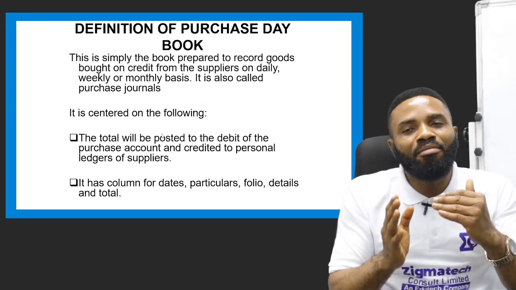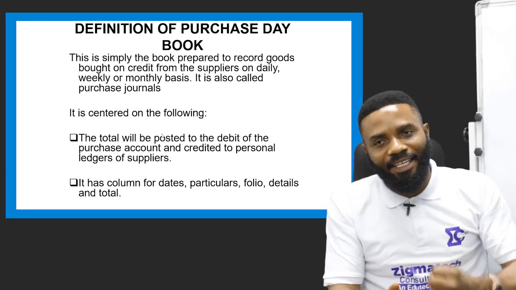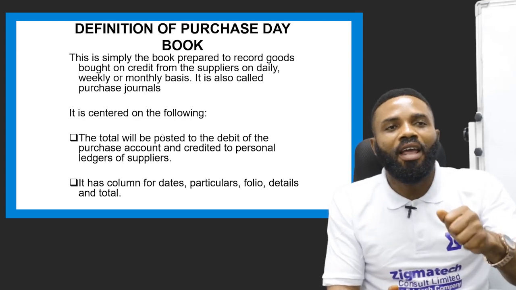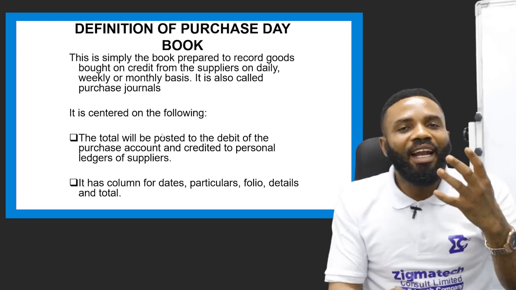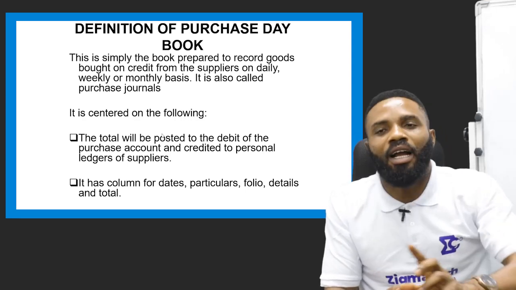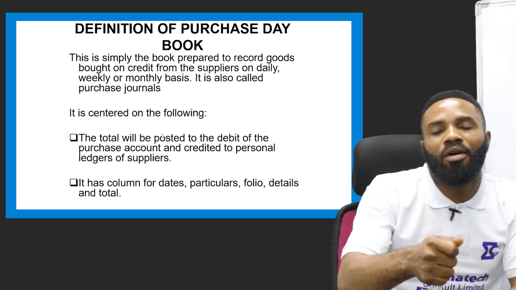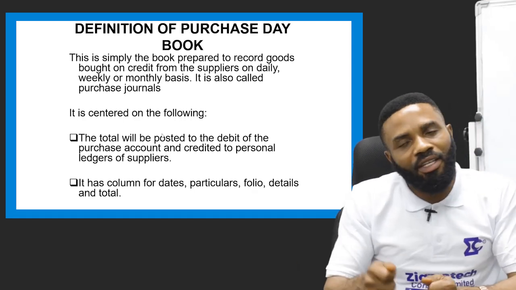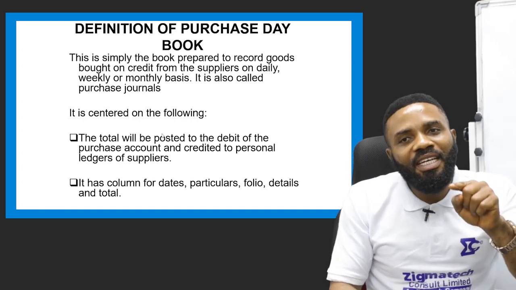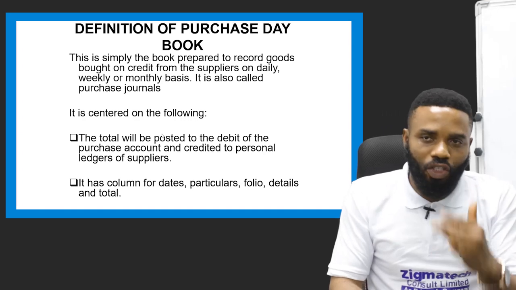What am I saying? I'm saying that when you buy, you are receiving items, and when you sell, items go out. The item that you are receiving needs to be debited in the purchase account. And when you sell, because the item is going out, that item needs to be credited into the sales account. So the person that you are going to buy the item from on credit is called your supplier.